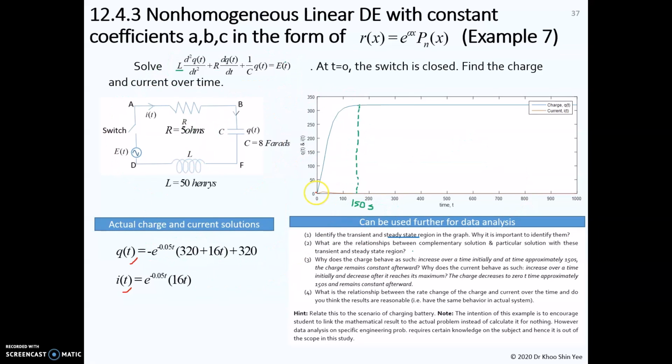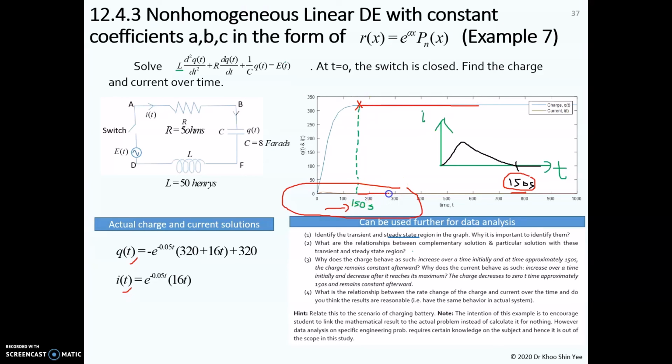Previously, we said that the charge takes around 150 seconds to reach the maximum value. If you zoom in on the current curve here, the current will increase initially and decrease to 0 at 150 seconds. This means that when the battery is fully charged, your current will stay at 0. So you can ask more questions and perform the data analysis to get more knowledge about the system.